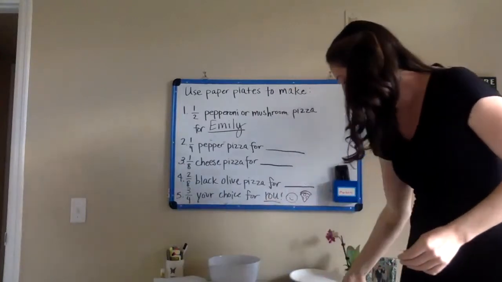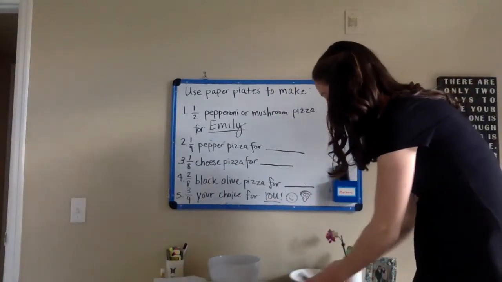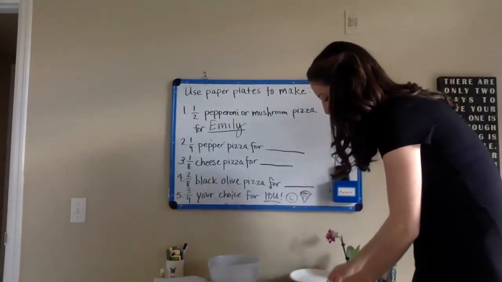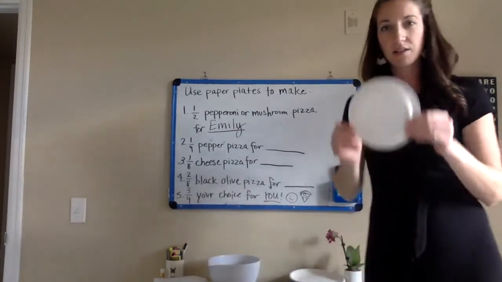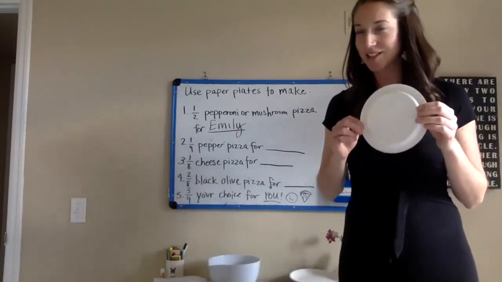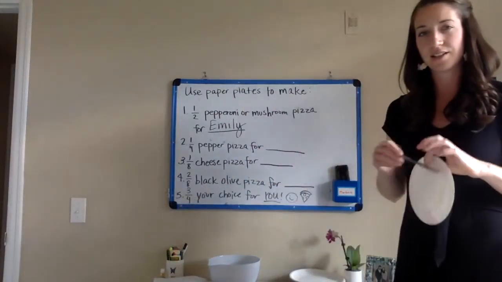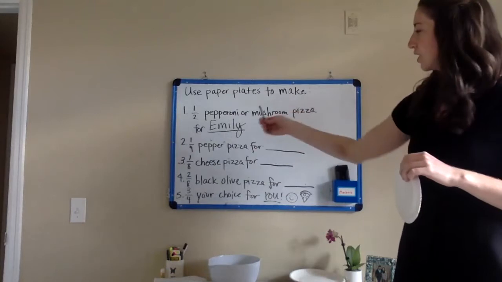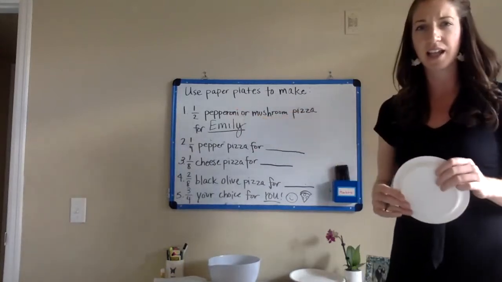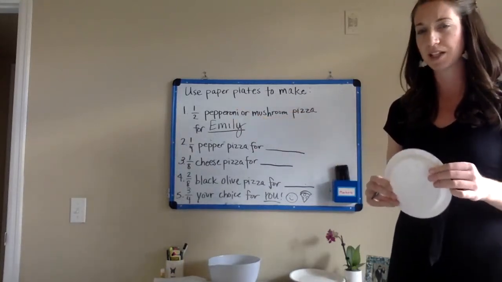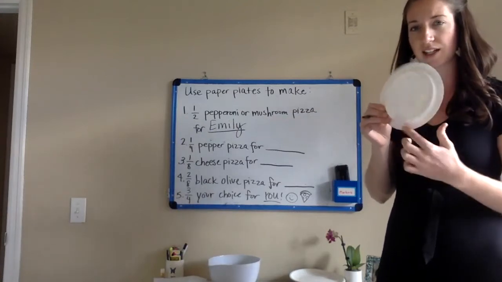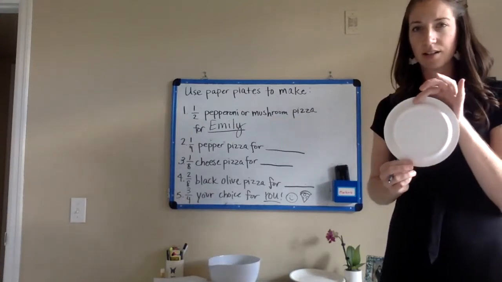Once you've done that, we're just going to use the paper plates that I had at home, which are a little bit smaller. They're like pan pizza size. What you're going to do is think about this fraction. So our fraction was 1/2. Emily wanted a half of a pepperoni or mushroom pizza. How would we divide this whole pizza in half?